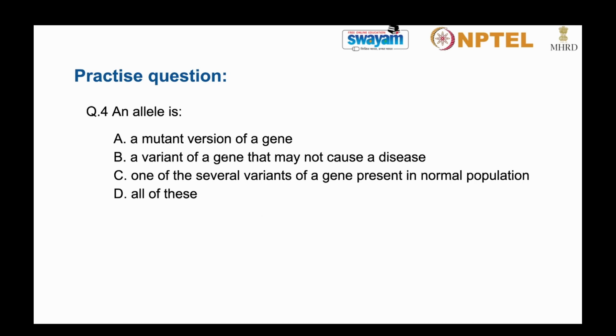So now let's look at the options. It is saying a mutant version of a gene. So if we call it an allele, it can be a mutant version of a gene because a gene has a pair.